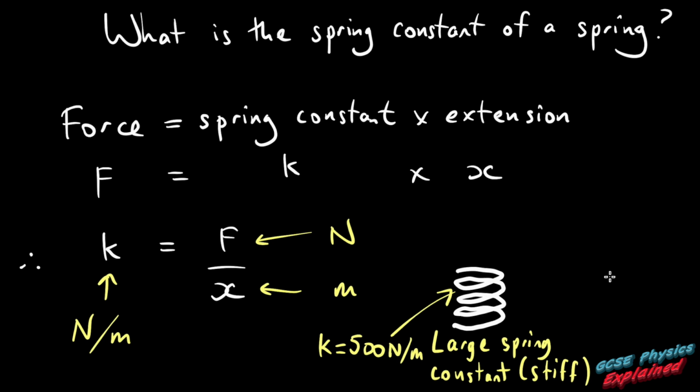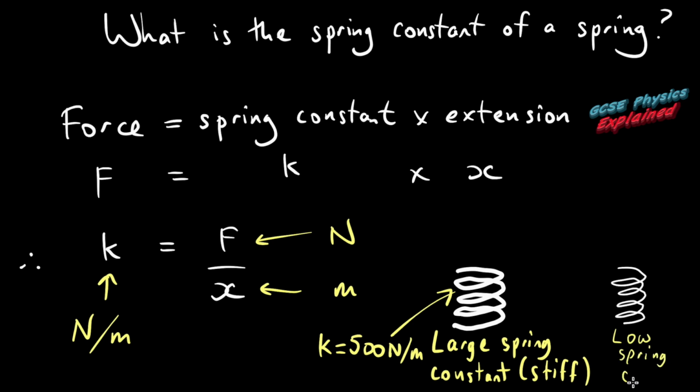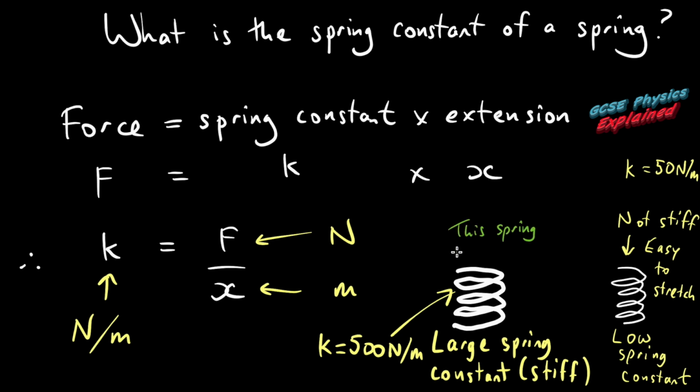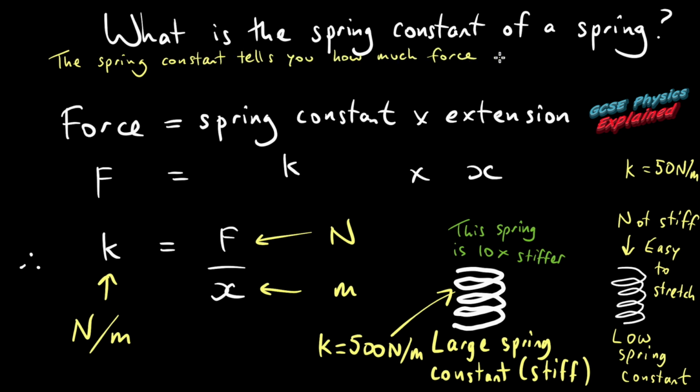Whereas some other springs might just be skinny and they are not stiff. So that would have a low spring constant. So that would be easy to stretch. And the K value, the spring constant, might only be 50 newtons per meter. So this big spring over here is sort of 10 times stiffer than this one. So the spring constant tells you how much force you need to put onto a spring to make it stretch a meter.